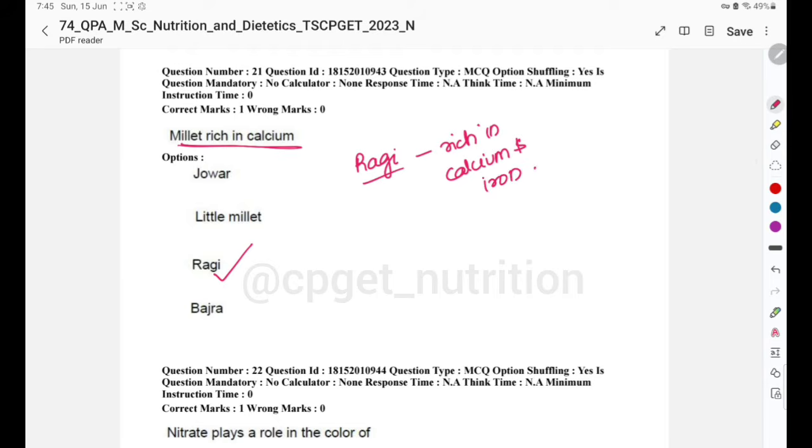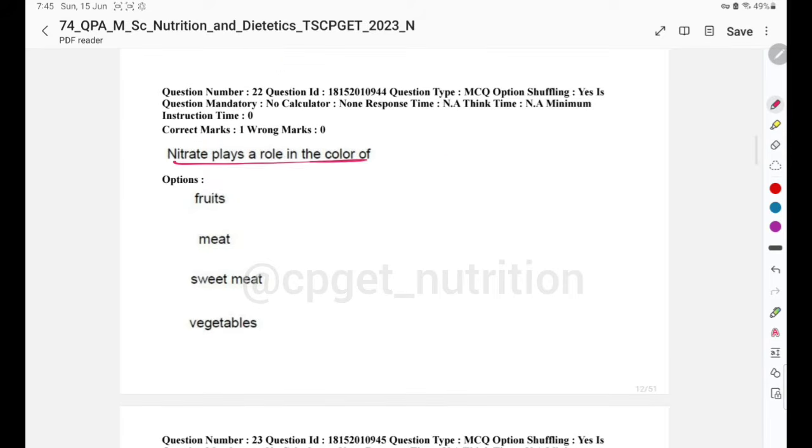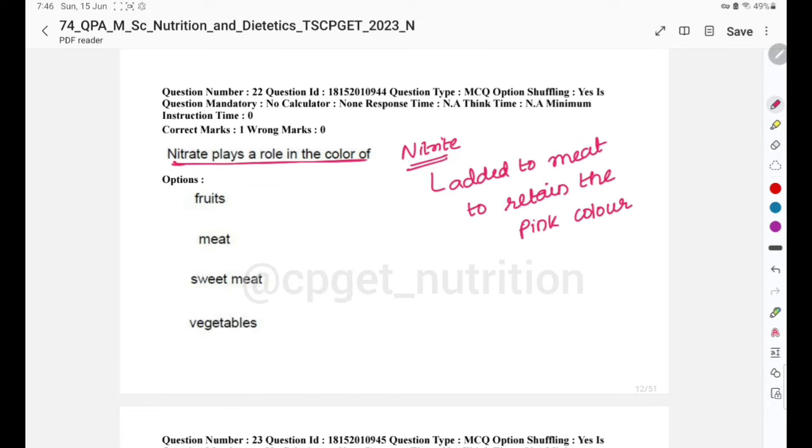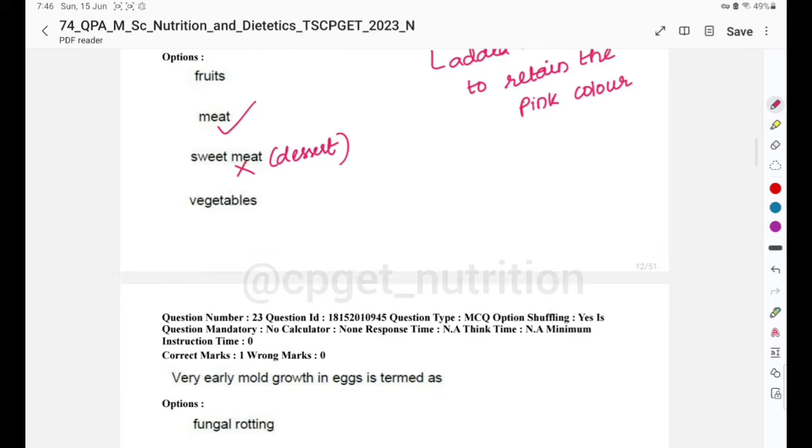Moving on to the next question, nitrate plays a role in the color of dash. So nitrate or nitrite is added to meat to retain the pink color of meat. So the correct option here is the second one, that is meat. Okay, and the process of addition of nitrite to meat is known as curing. And remember that the third option, sweet meat, means a dessert, so that is not correct.